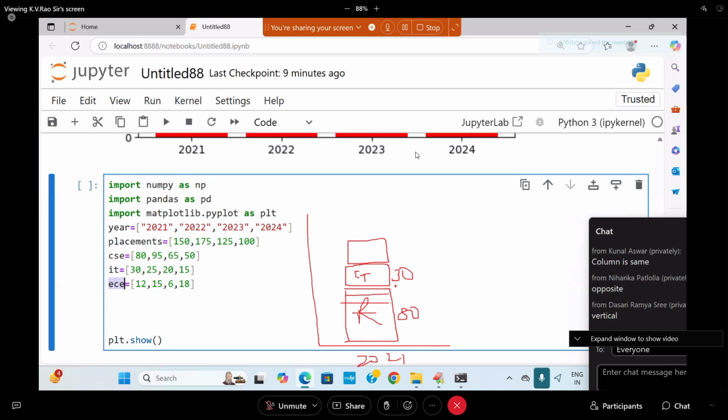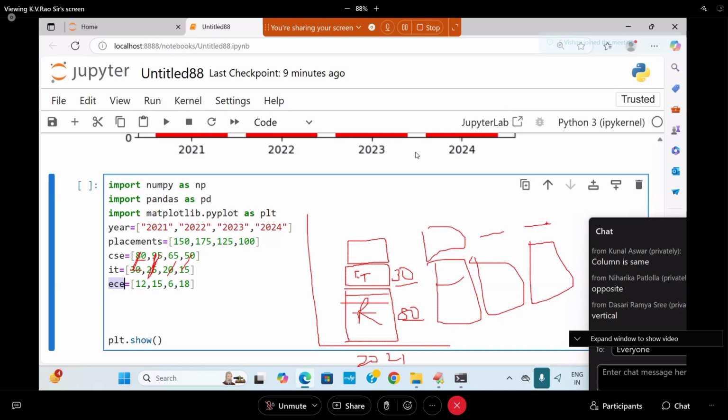This 30 plus 80. On the top of it, this 12 value has to come. 95 plus 25, that is 120; on top of it one more value should come. Next is 65 plus 20. On 85, a value should come on top. 15 plus 50, on the 65 top, the value 18 should come.